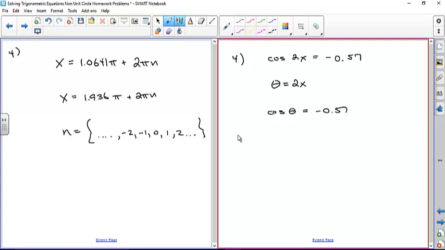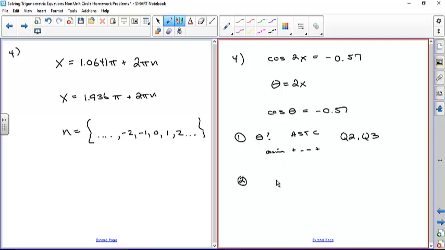So step 1, for theta, which quadrants? All Students Take Calculus. Cosine is positive in the first and fourth quadrants, negative in the second and third. So because this is negative, we're going to have a second quadrant and a third quadrant solution in terms of theta.